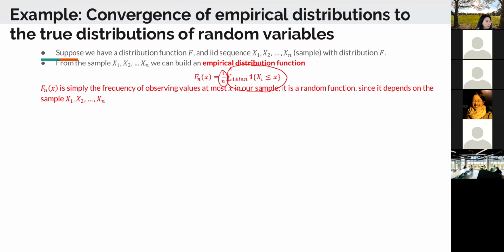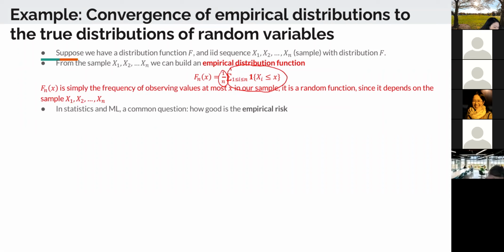Okay. Questions? Okay, I would assume no. So it is going to be a random function, because the value really depends on the sample, right? For a different sample, the F_n(x) is going to be different. So it is still a random function that depends on the sample. Does this make sense?